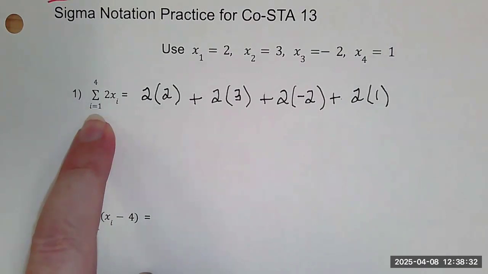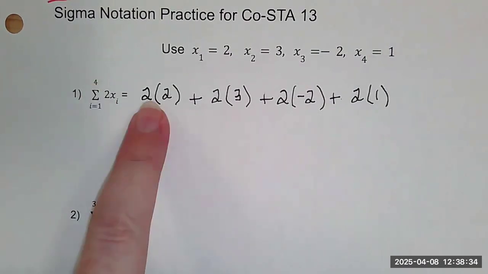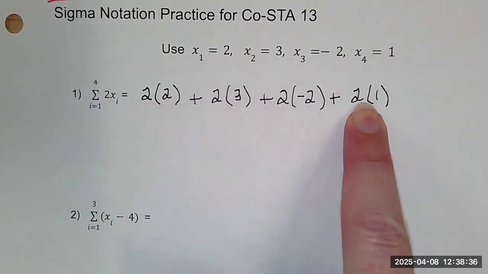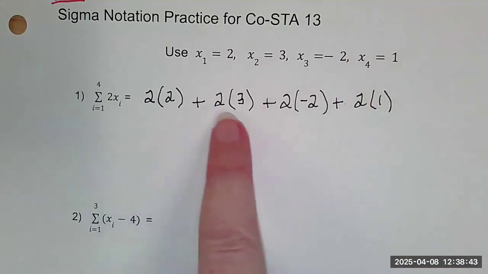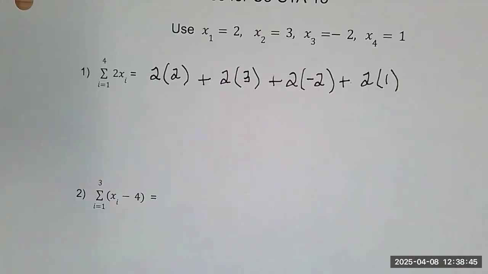It said start at the first one and end at the fourth one. We started at the first one and we ended at the fourth one. So we did all the ones we're supposed to do. And what we did is we took all 4 of those numbers and we multiplied each of them by 2. So we followed the rule that it's showing there. And now all we have to do is the math part.